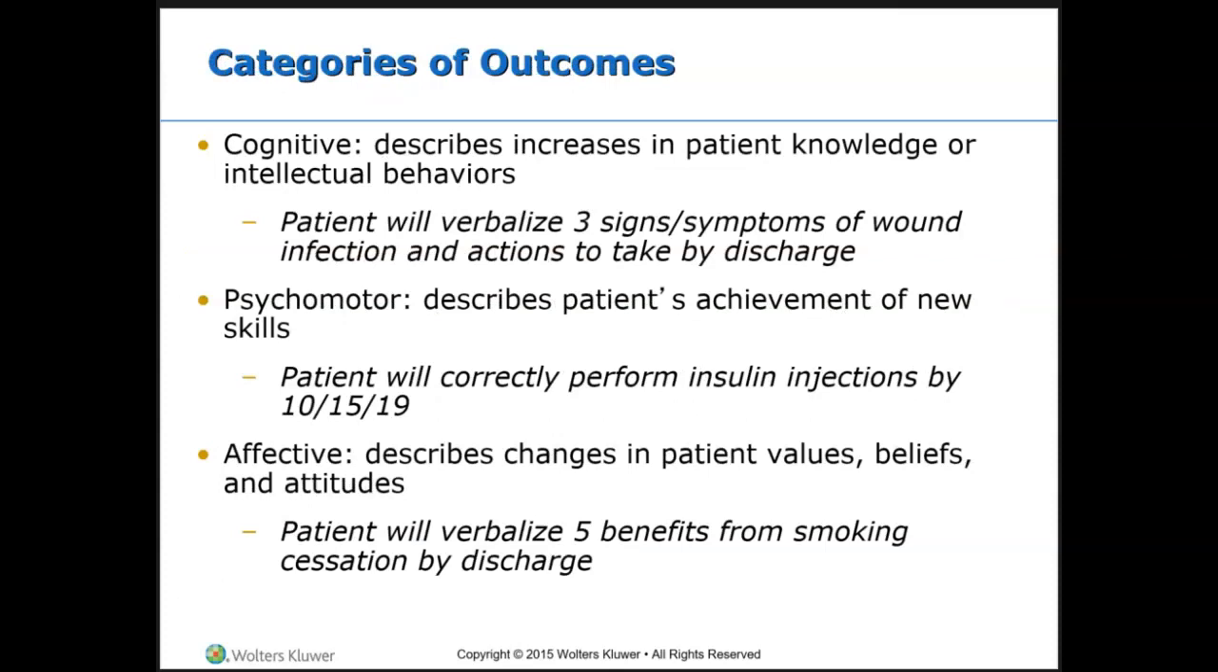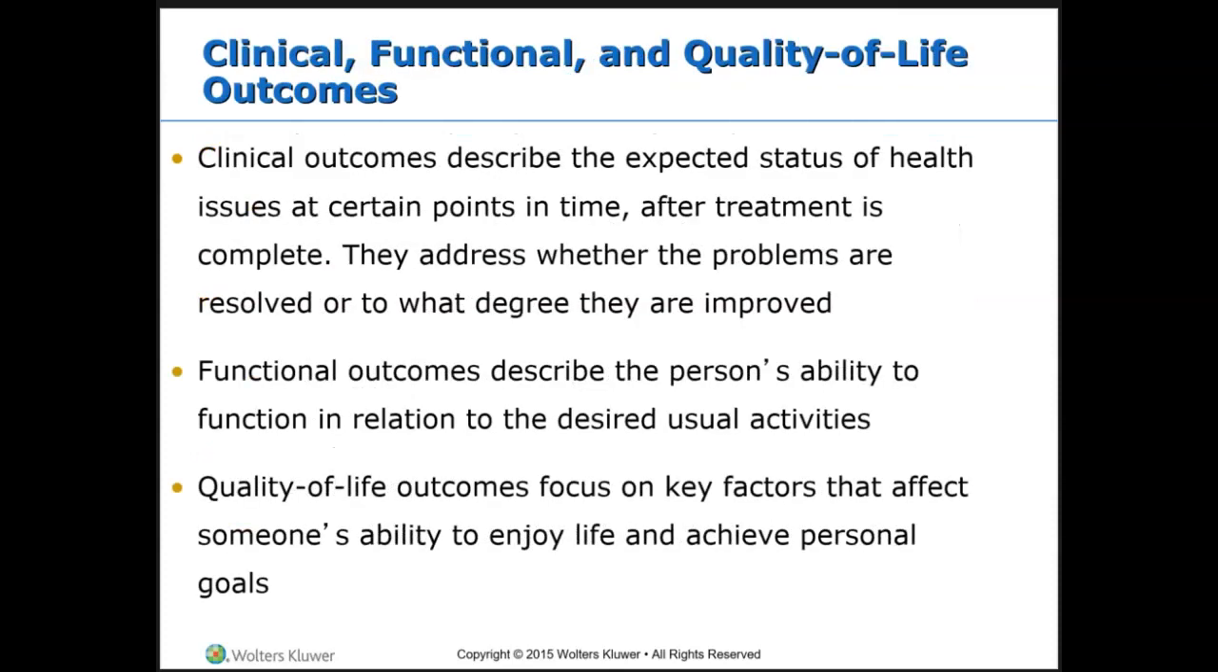Categories of outcomes. So we have cognitive, which describes increases in patients' knowledge or their intellectual behaviors. Psychomotor describes patients' achievement of a new skill. Affective describes changes in a patient's beliefs, values, and attitudes. So here are some examples. Pause the video and read through them. You may want to take some notes. Those are really good examples. Here's another way of categorizing outcomes. Again, please pause the video and take a look.